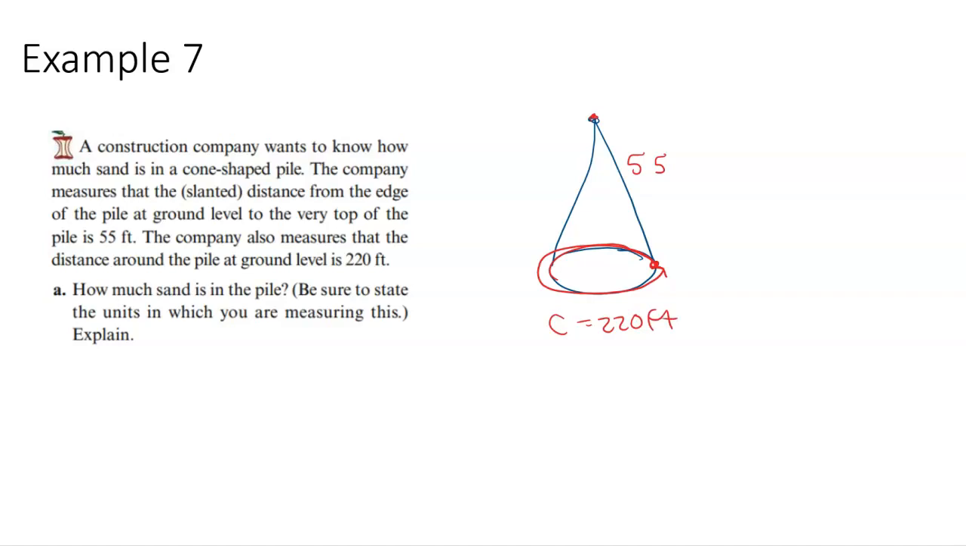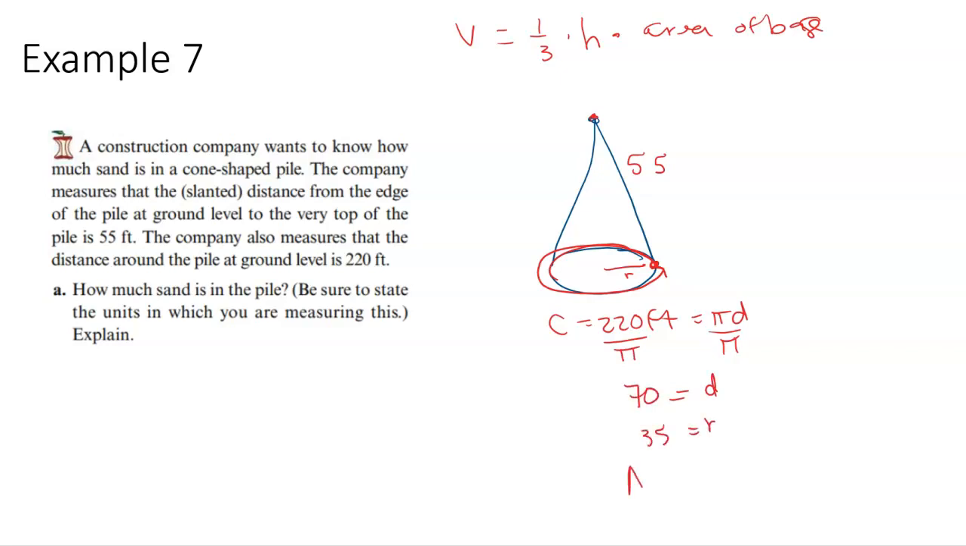So what do I know about the volume? I know that the volume for these is 1/3 times the height times the area of the base. Well, I can find the area if I have the radius. Well, I have the circumference. Circumference is pi times the diameter. So if I divide both sides by pi, 220 divided by pi, I will get about 70. And so my radius will be about 35. So I can find the area, which is pi r squared. So I'm getting closer. The area here is about, let's say, 1,225 pi.